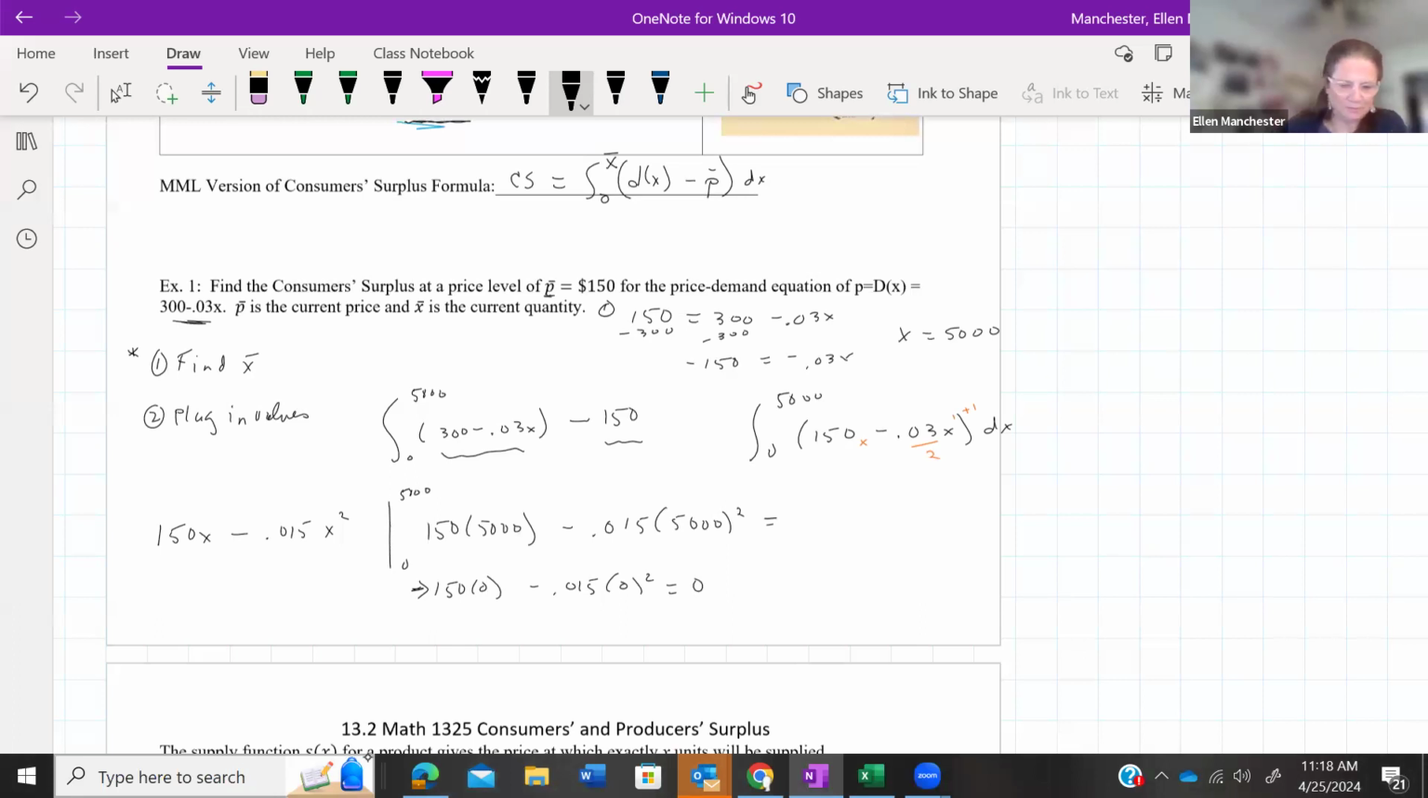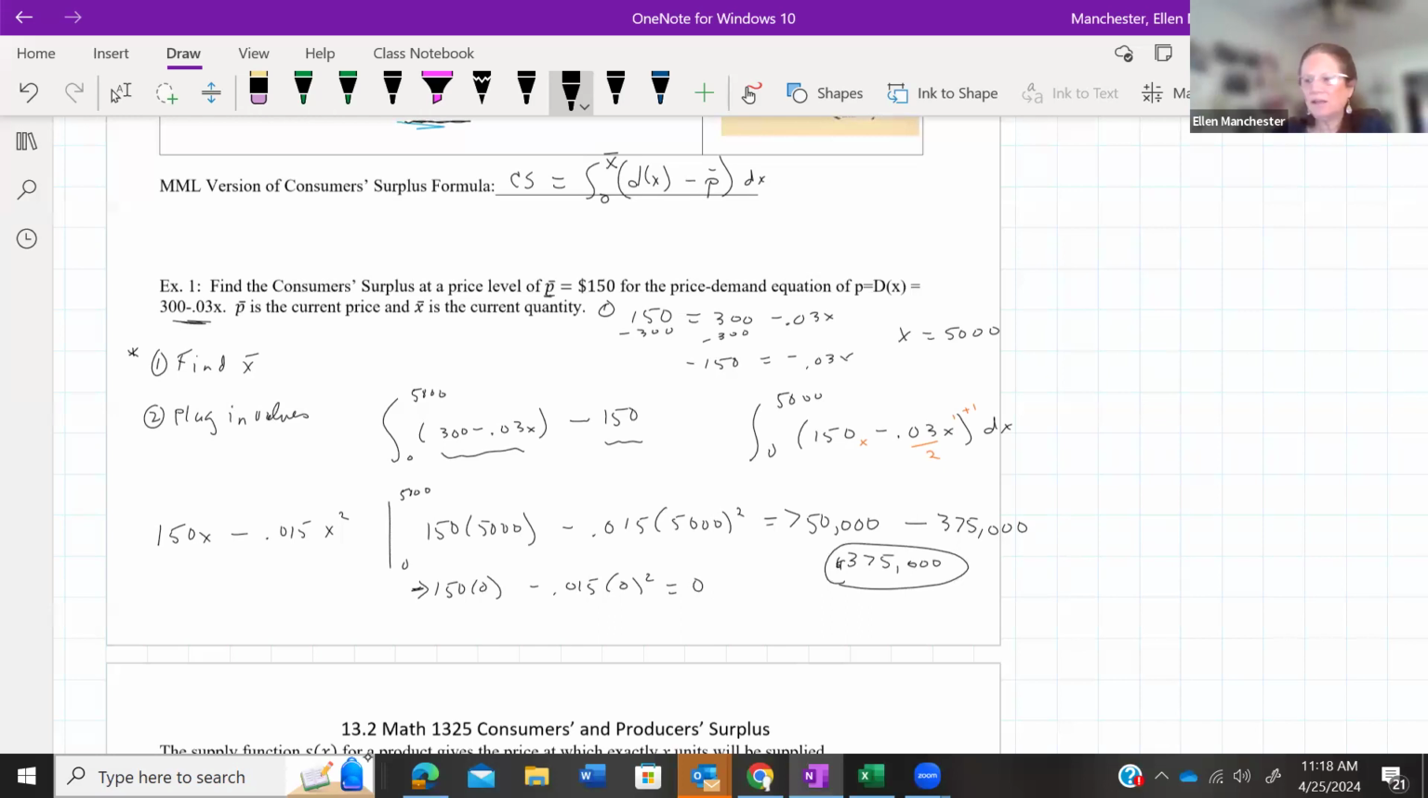All right, so here we go. 150 times 5,000 is 750,000. And then 0.015 times 5,000 squared is 375,000. So 750,000 minus 375,000 is 375,000, minus 0. So that is my consumer surplus.